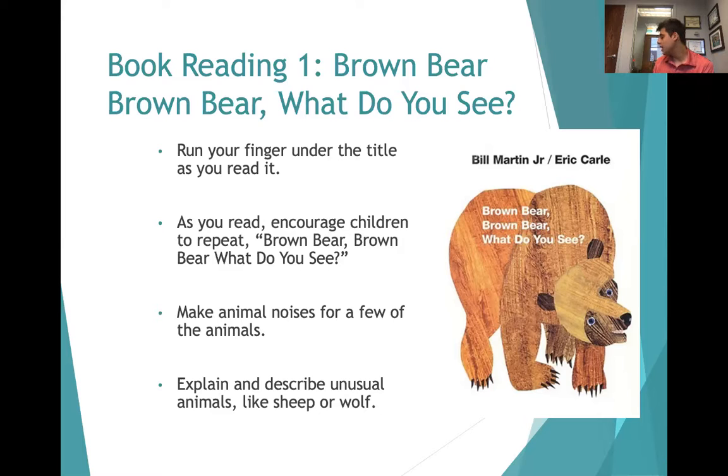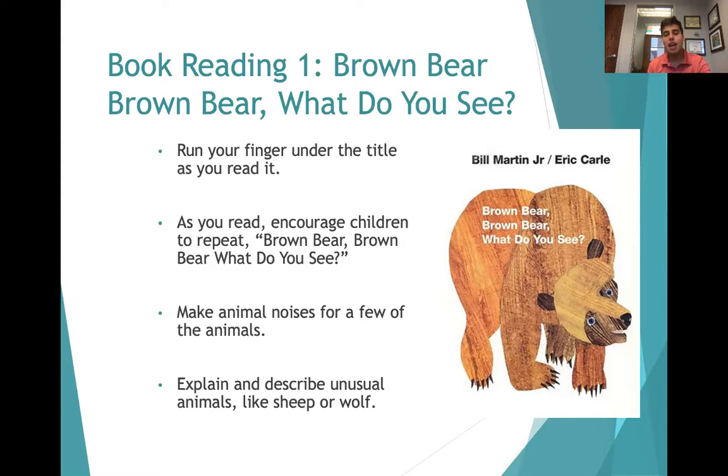There are a lot of animals in here, so there is no array to choose from. And then explaining and describing unusual animals like sheep or wolf. So basically just animals that they might not have much exposure to, might not have seen before. For a cat, you don't really need to explain that. Chances are they have seen cats, they know what a cat is. But sheep, on the other hand, might be an animal that the kids might not have seen, might not know too much about. So just giving a little background for it will help the kids learn that vocabulary.